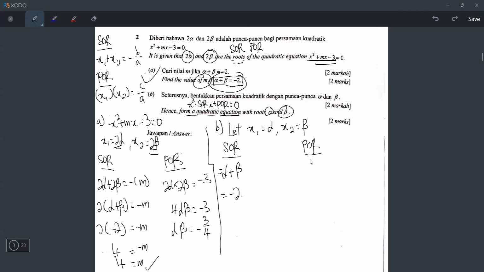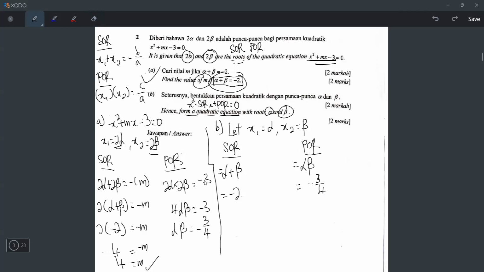What about product of root? It will be alpha times beta, right? But same like just now, you don't have to write the C over A because you don't know the C and A. So if you don't know, it's fine. You're trying to find, right? So you just put the equal in front like this. And what's alpha beta? You look at here. So alpha beta is what? -3/4. So that's what you put inside here like this.